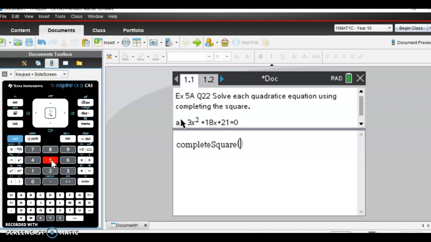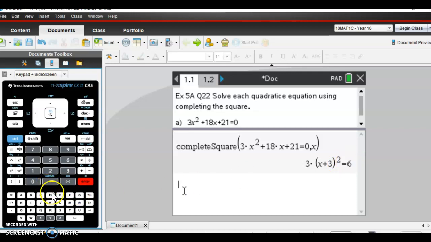We can simply type in that equation. So that's 3 times x squared plus 18x plus 21 equals 0. And don't forget, we need the comma, and we're solving for the variable x. Press enter, and there's your completing the square. So that's your second line. You would write this first line out, write your completing the square, and now we can solve it.